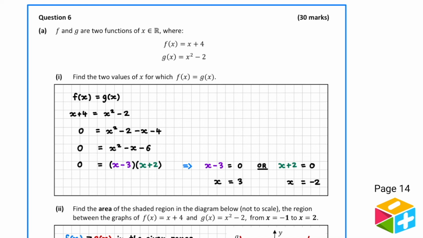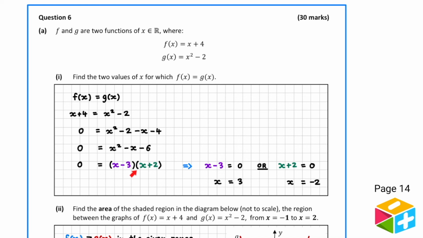This can be factorized. To do this, we need to pick a pair of numbers which multiply to minus 6 and add to minus 1. Here, minus 3 and plus 2 do the job. So our factorization is x minus 3 times x plus 2.